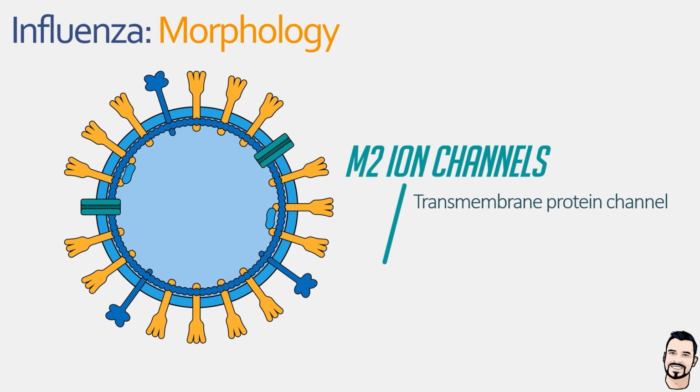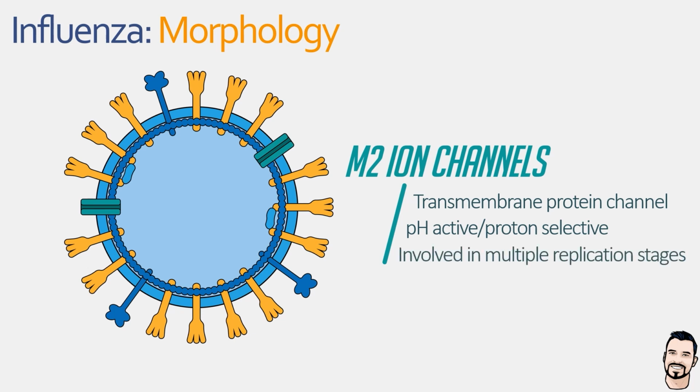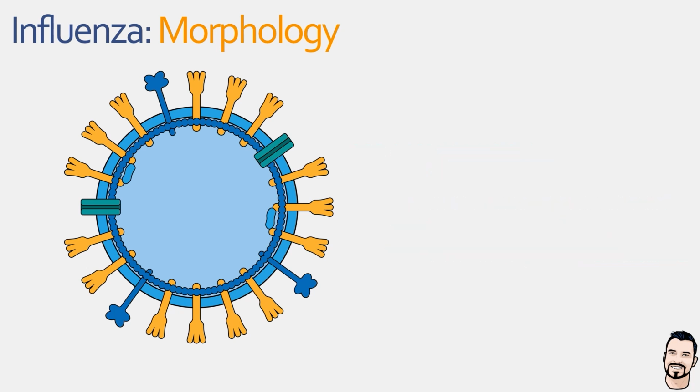able to bridge the internal environment of the virus and the external environment. Now, they don't just freely allow the movement of materials into and out of the virus, they are what we call a pH-active channel or proton-selective channel, which means they only allow the flow of hydrogen ions or protons across the membrane. Now, the M2 ion channel is involved in multiple stages, with a key stage being the initial acidification of the virus, which helps to facilitate the release of genetic material into the host and the replication process.